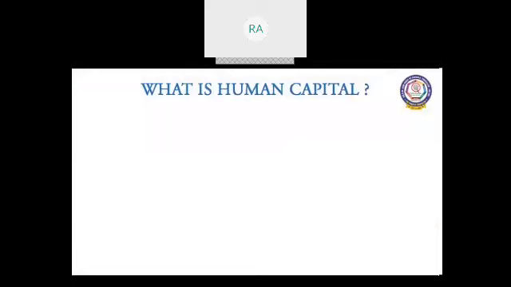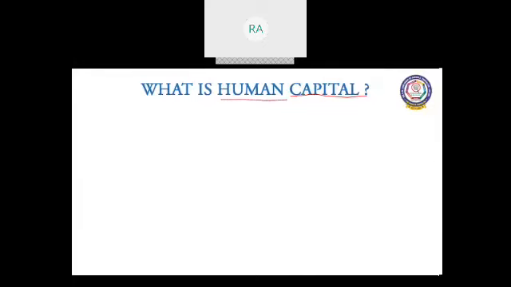Let me explain the meaning of human capital. You must be familiar with the meaning of the word capital. Capital is one of the factors of production. To produce goods and services, an industry or a firm needs capital. Then, what is human capital?